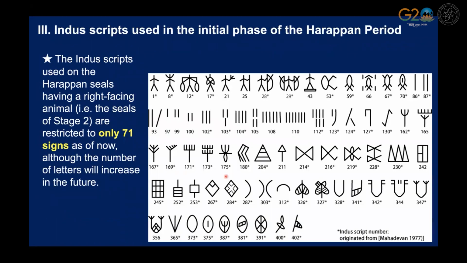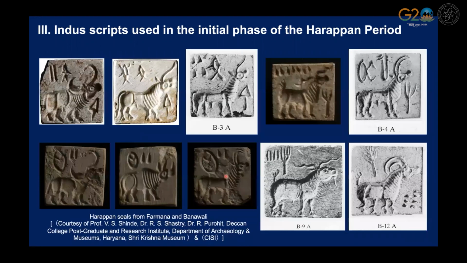In the following parts of this presentation, the various aspects of the Indus script used in the initial phase of the Harappan period will be appraised. The Indus script used on the Harappan seals having a right-facing animal is restricted to only 71 signs as of now. Also, the number of letters will increase in the future. And the seals of stage 2 shared common Indus script with a high percentage.